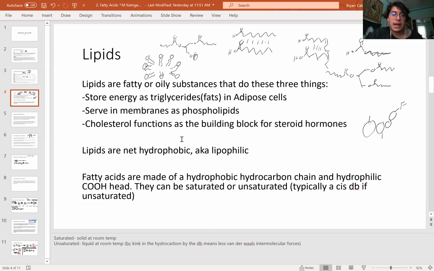All right, so lipids are net hydrophobic, aka lipophilic. Lipo means lipid, so it's lipophilic. Philic means to love, phobic means to be scared of. We do have this carboxylic acid end on the fatty acid, but that's just a carbon and 2 oxygens. Over here we have a bunch of carbons and hydrogens. So overall it's a hydrophobic substance, but in a polar solution it's going to form this ring because it has those polar heads due to the carboxylic acids, or if you're talking about phospholipids, the phosphate group as well. So fatty acids are made of hydrophobic hydrocarbons and a hydrophilic COOH group, and they can be saturated or unsaturated. Okay, we talked about that.